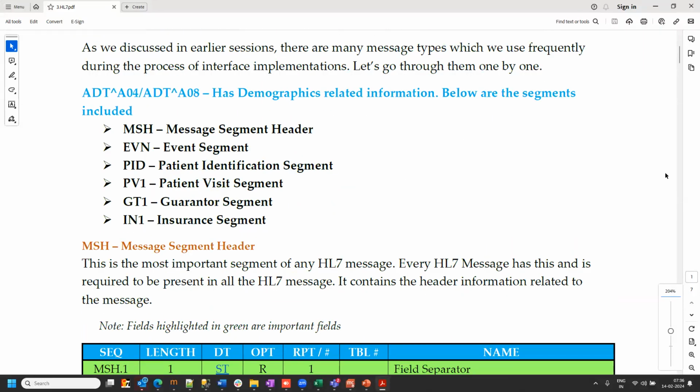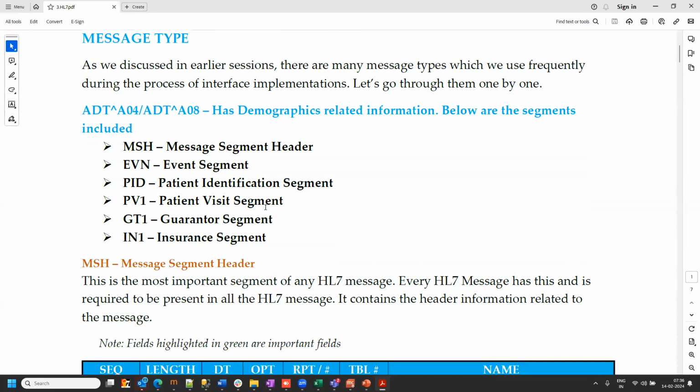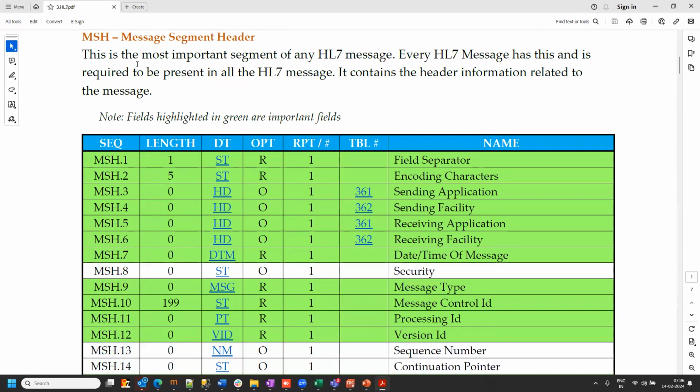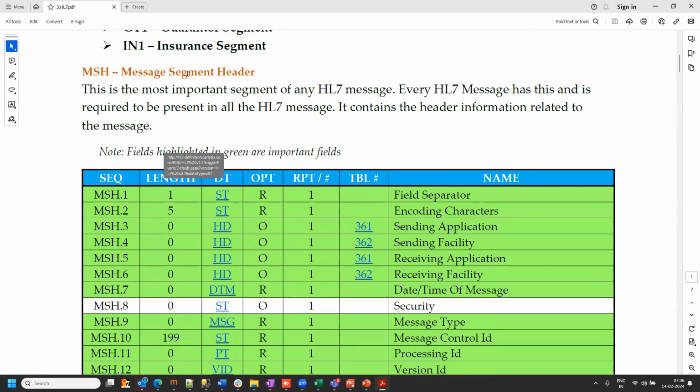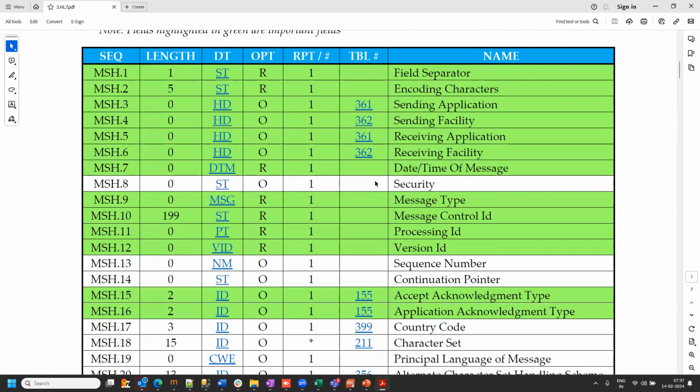Okay, and these PDF files would have information about a certain message type, and then we will talk about their segments, what all segments are involved, and then we will jump into each segment and details of each segment. Okay, if you look at this one, we have message segment header, and within message segment header, you have this table called MSH, and within MSH, you have field 1, field 2, field 3, field 4, and 5. So whatever is highlighted in green is what we are going to discuss about.